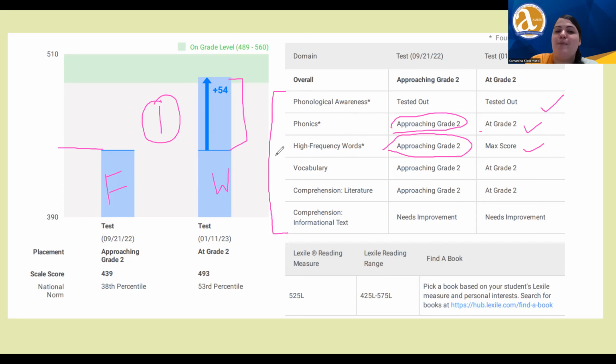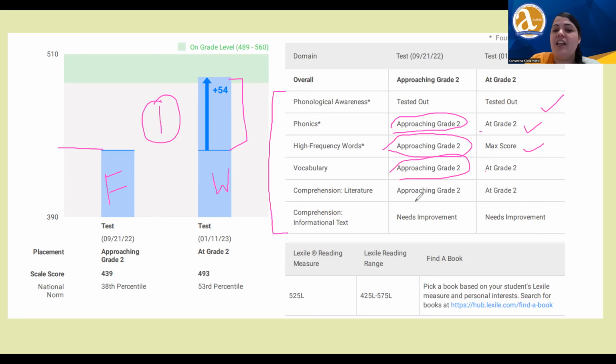So that is an area that I'm definitely going to celebrate with my student because they maxed out of high frequency words. Here is vocabulary. It went from approaching grade 2 to grade 2. Again, a lot of celebration should be had here. Our students are moving, they're growing, they're learning. This is fantastic.